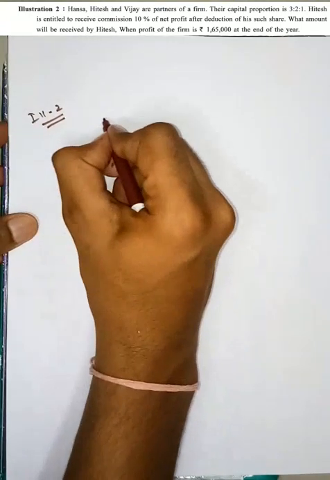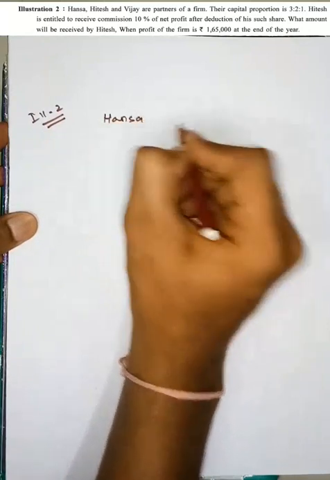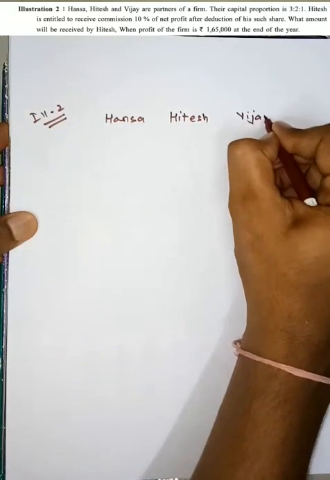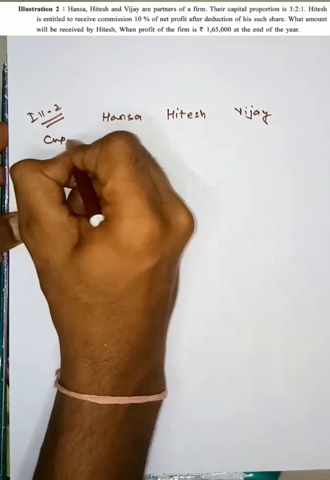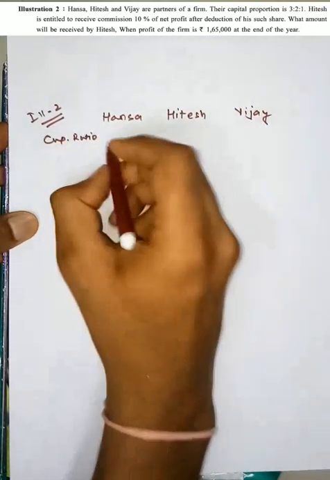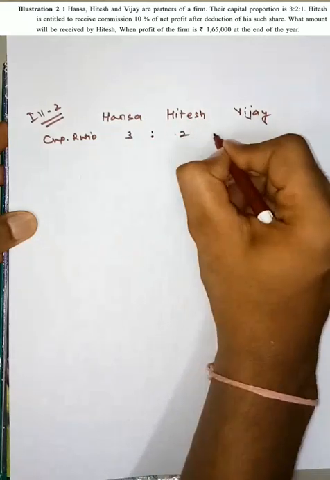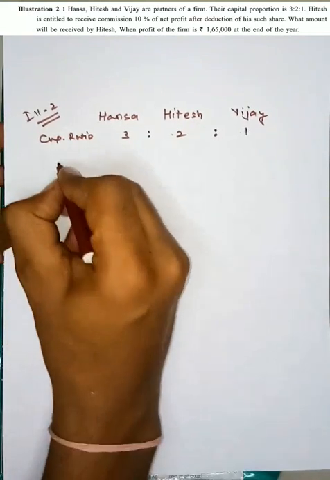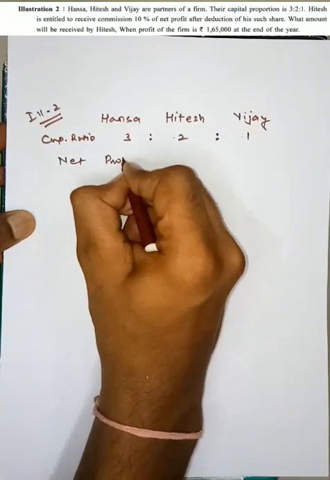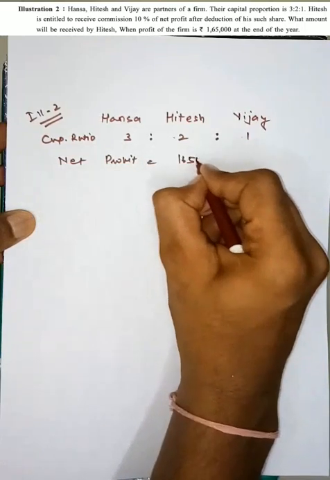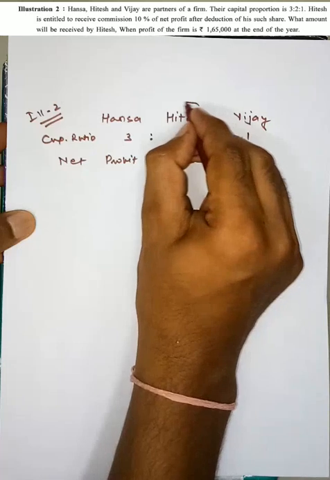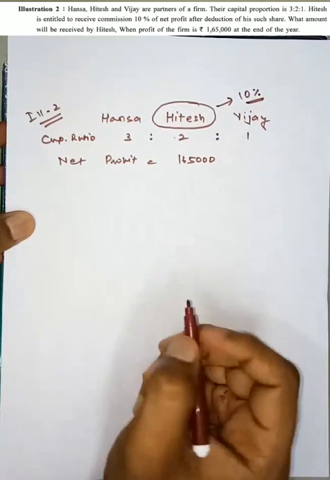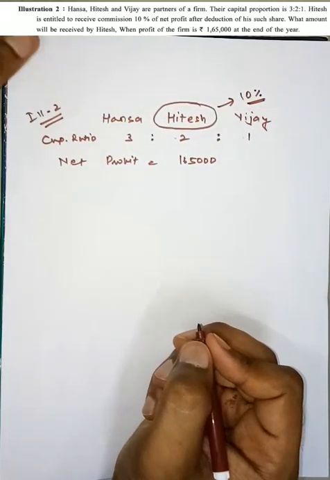There are 3 partners, Hansha, Hitesh and Vijay. The capital ratio is given, which is 3:2:1. Okay, now what is the net profit they have got? The net profit they got at the end of the year is 1,65,000. Among that, they have to give some commission to Hitesh. That commission is 10%.